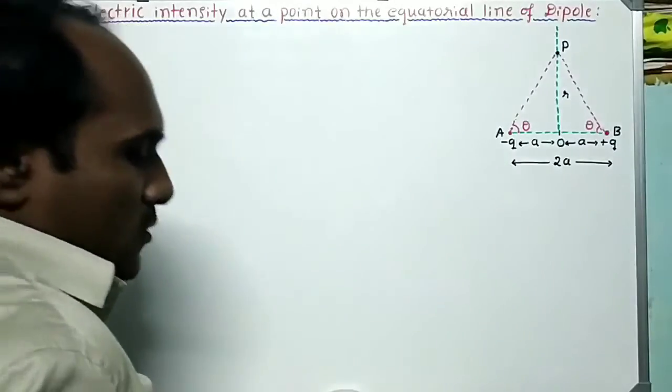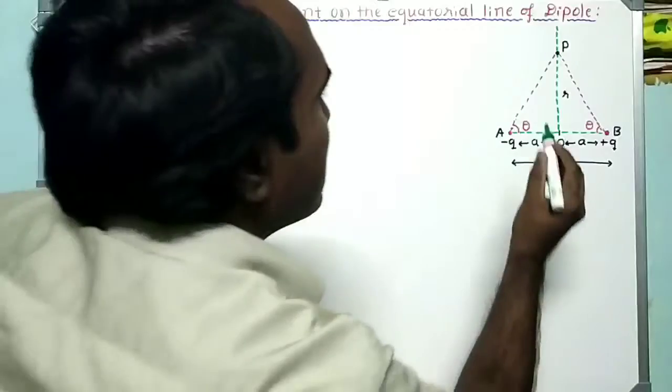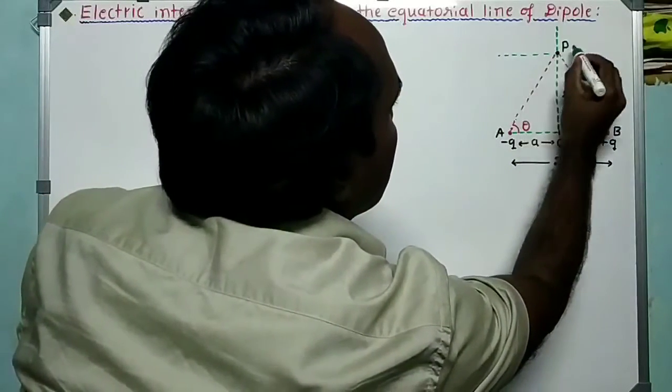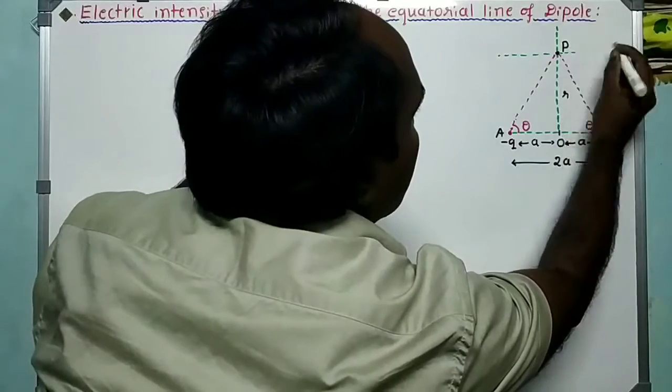Okay my dear friends, already you know that this is the axial line. Here, this is also the axial line.